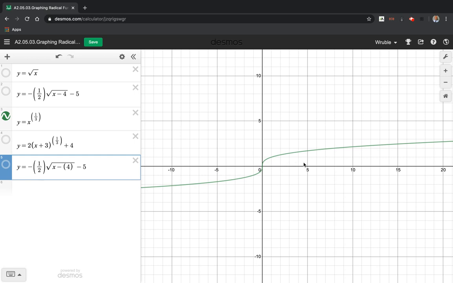Okay, if we go over 8, up 2, that is another point on the graph. Oh, that's too far. There we go. 8, 2, and -8, -2 is also on the graph.